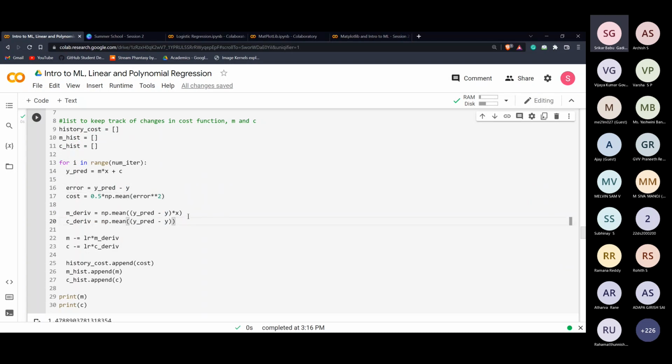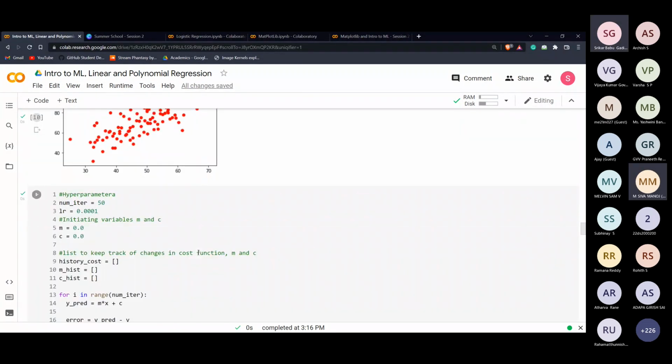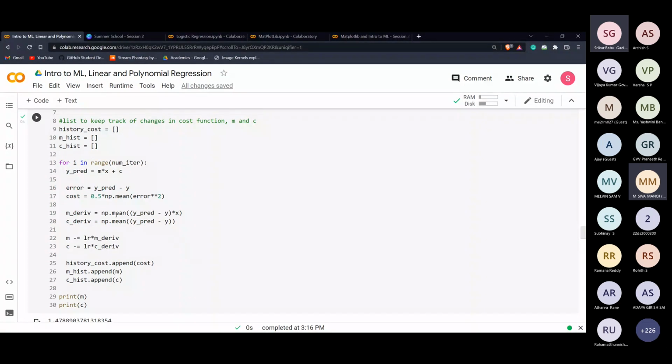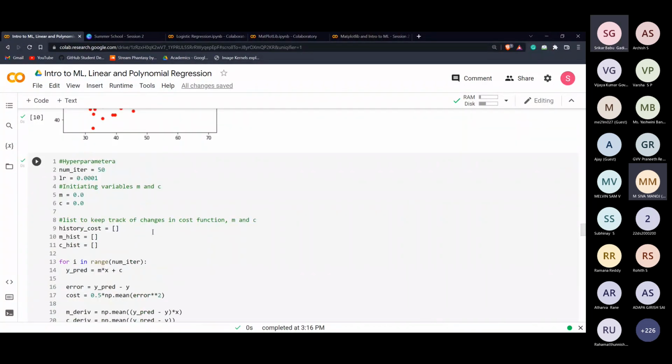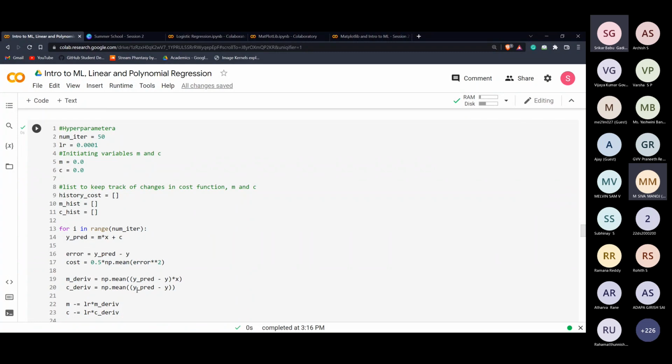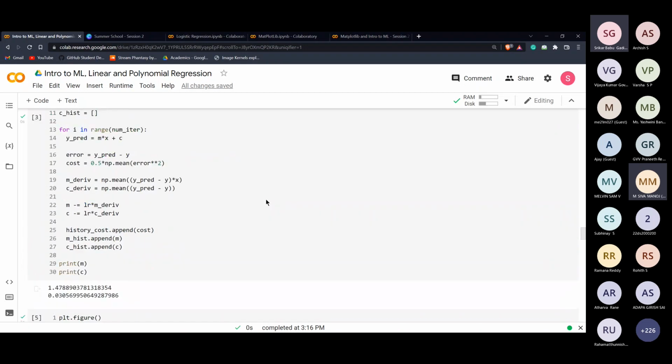Now, what are m derivative and c derivative? We have seen that this is my updation equation: theta naught is equal to theta naught minus alpha times whatever that is. This particular part, I'm defining as c derivative. And this part, I'm defining as m derivative. I'm giving it a new variable name and assigning those values. So m derivative is the mean of (y predicted minus y) into x. Similarly, for c, it is the mean of y predicted minus y. That is m derivative and c derivative.